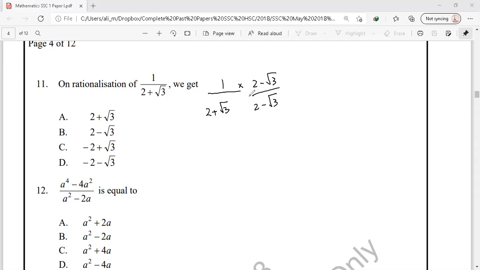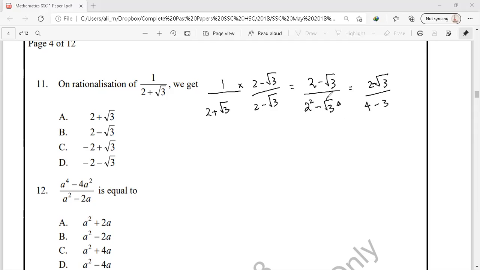So multiplying and dividing by the conjugate of that term. This process is called rationalization. So इसको जब हम simplify करेंगे तो 2 minus root 3 into 1 is 2 minus root 3, and denominator में हम हमेशा difference of square का formula apply कर देते हैं. So हमारे पास expression form हो जाएगा 2 minus root 3 divided by 4 minus 3.